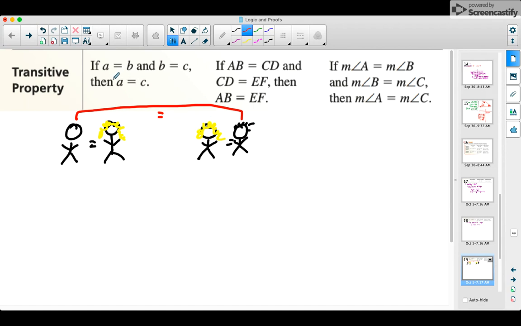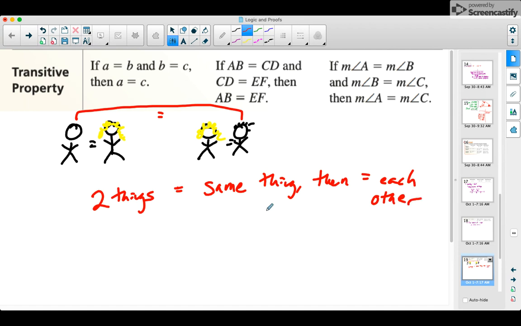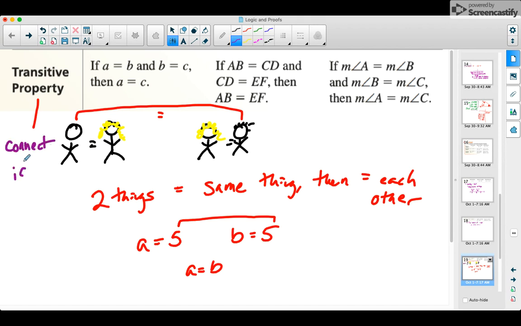That's the transitive property. It just says that if I have 2 things equal to the same thing, then they equal each other. So mathematically, if I said A equals 5 and B equals 5, then I'm allowed to say that A must equal B because they both equal the same thing. So that's the transitive property. This just allows us to connect different ideas together. So if I had to put it into words, I guess you would say it connects ideas together.